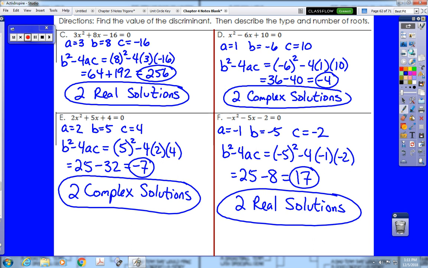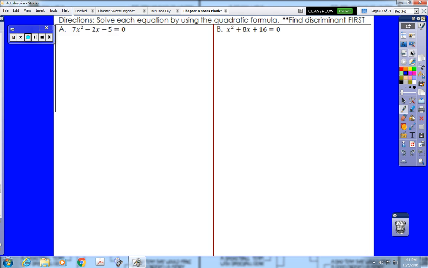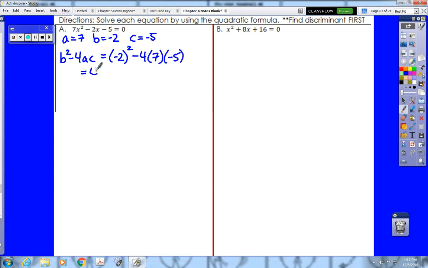Next up, we're going to start solving using the quadratic formula. Now remember, our first step in that process is still going to be to find the discriminant. See, it says it right there in the directions. Find the discriminant first. So again, we need to make sure that our equation equals 0. It does. Then we identify A, which is 7, B, which is negative 2, and C, which is negative 5. We plug into the discriminant, b squared minus 4ac, which is negative 2 squared minus 4 times 7 times negative 5. That would be 4 plus 140, or 144 for the value of the discriminant.